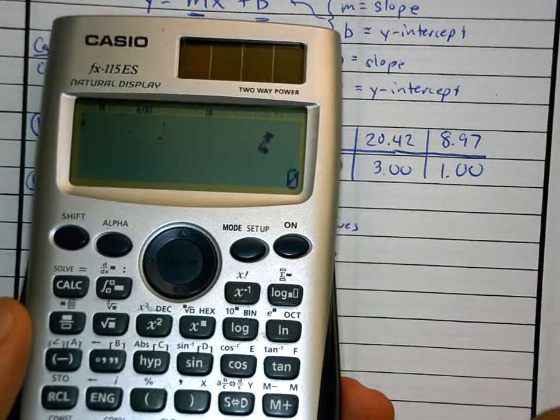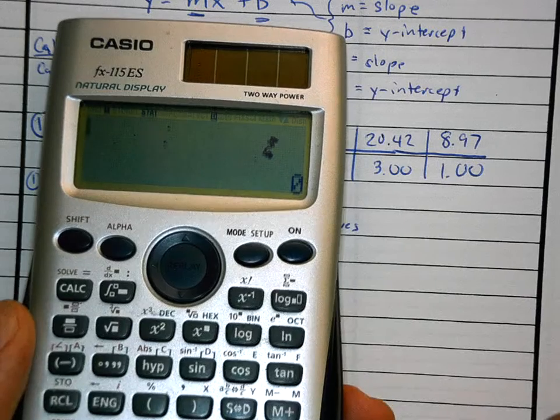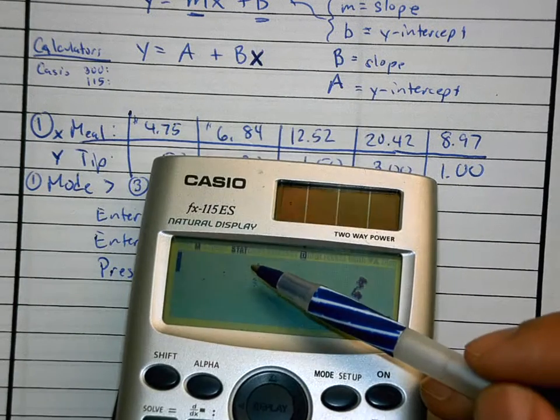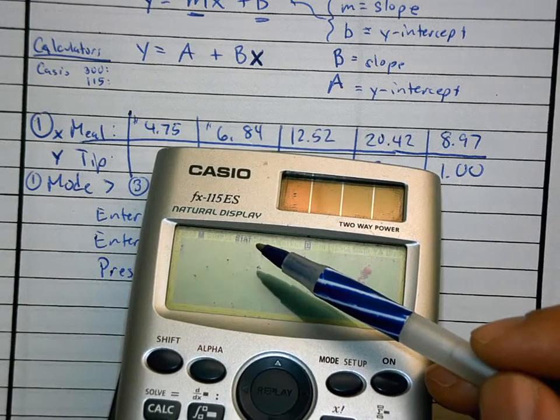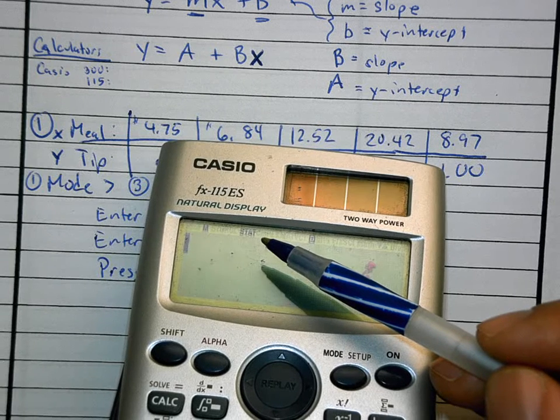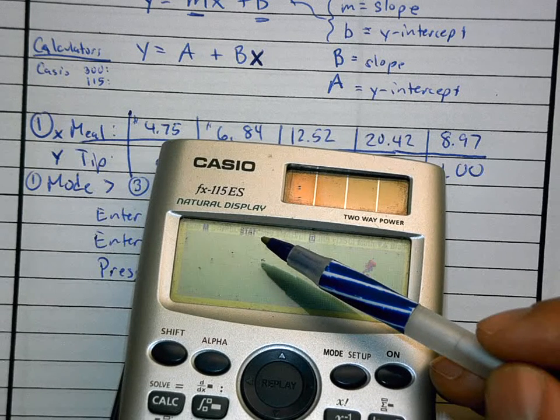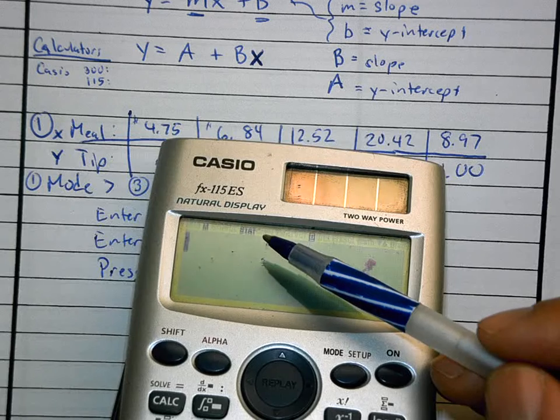The all clear button doesn't get rid of that information. If you look right up here, do you see how it says stats? That means you have stats stored inside that 2-column. It has information in there.